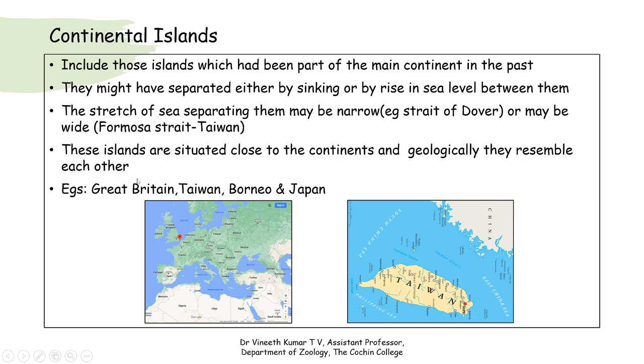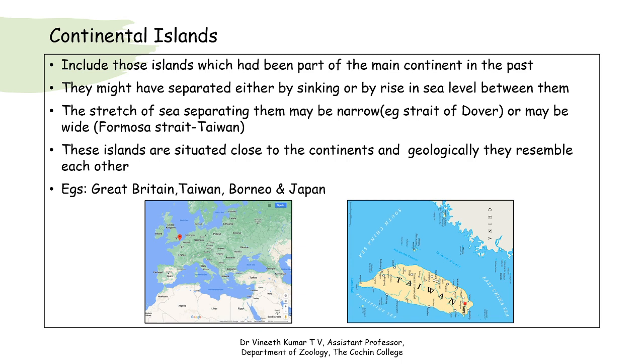And it might be as wide as the Formosa Strait between China and Taiwan. This is another continental island, which is called Taiwan, and you can see this one is much larger than the narrow one which was shown here. So it can be wide as this, and it can be narrow as this, which is called the Strait of Dover. These islands usually are situated close to the continents, and geologically they resemble each other. That is the main feature of continental islands.